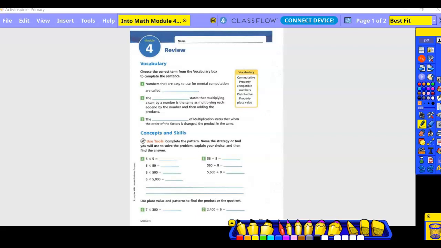Fourth grade math module 4 review. Vocabulary. Choose the correct term from the vocabulary box to complete the sentence. Numbers that are easy to use for mental computation are called commutative property, compatible numbers, distributive property, or place value.